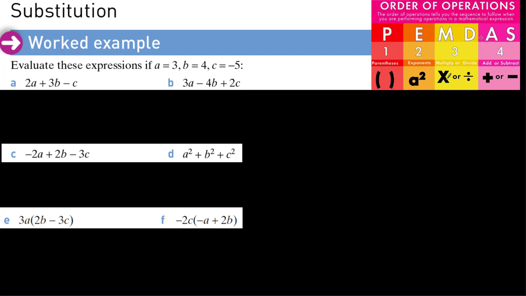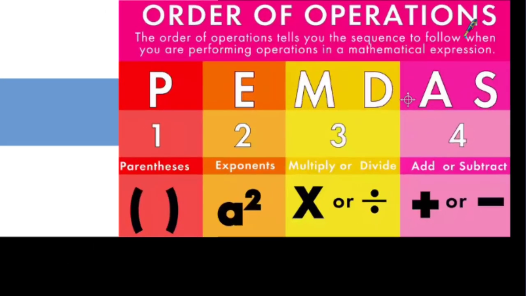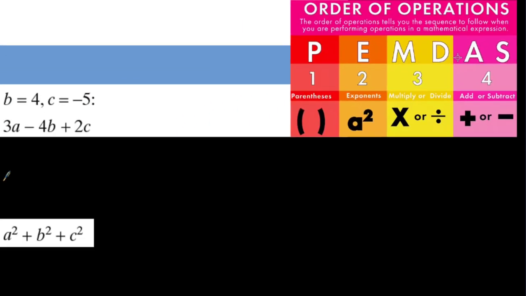But before that, I need to remind you about the order of operations. The order of operations tells the sequence to follow when you are performing operations in a mathematical expression. Firstly, parentheses, then exponents, then multiplication and division, they count together, then addition and subtraction. So when we substitute the values here, the most important part becomes the order of operations. We need to be careful about that.